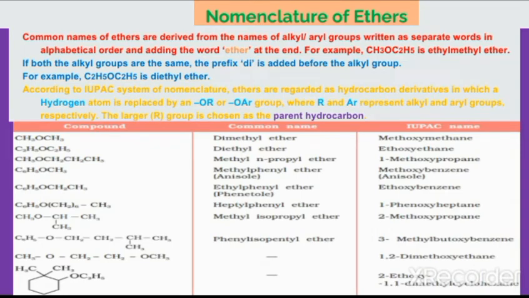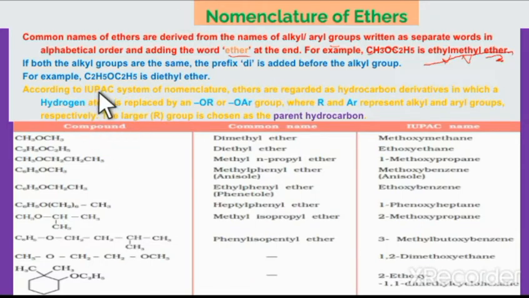Next, another class of compounds is the ethers, and their nomenclature. The common names are derived from the names of the alkyl or aryl groups, which are written as separate words in alphabetical order, followed by the word ether. For example, CH3OC2H5 is known as ethyl methyl ether. Among ethyl and methyl, according to alphabetical order, E comes first, so first we write ethyl followed by methyl, and at the end we add ether.